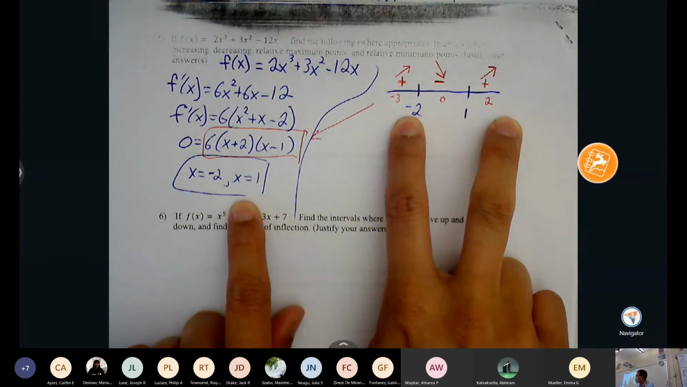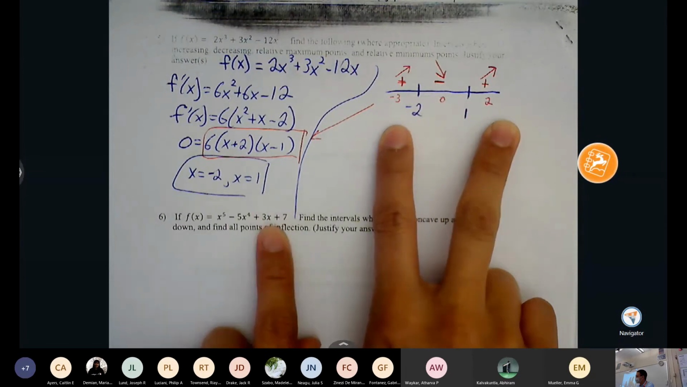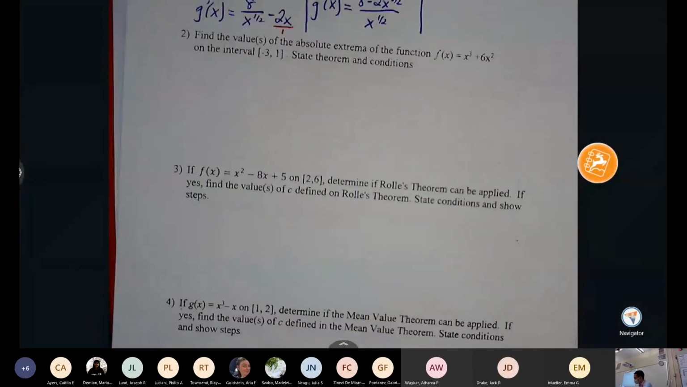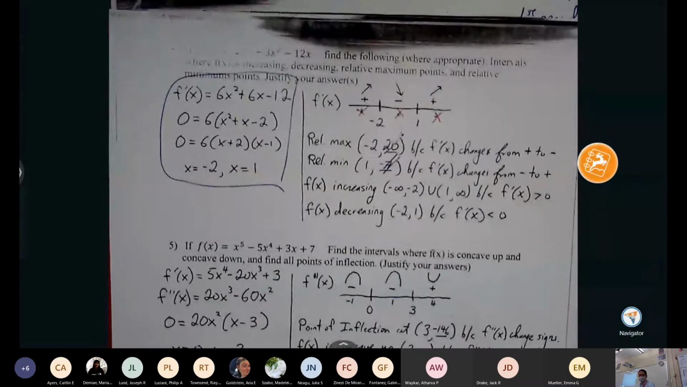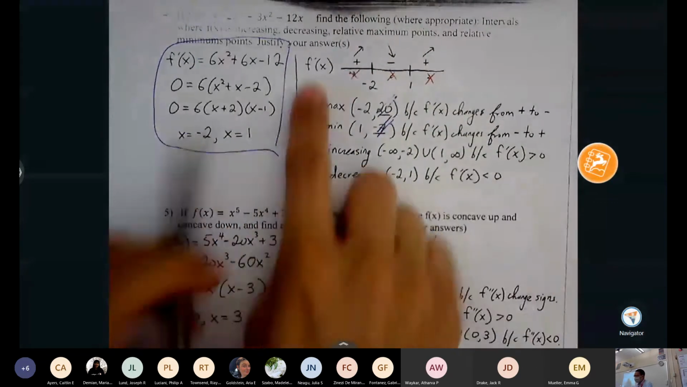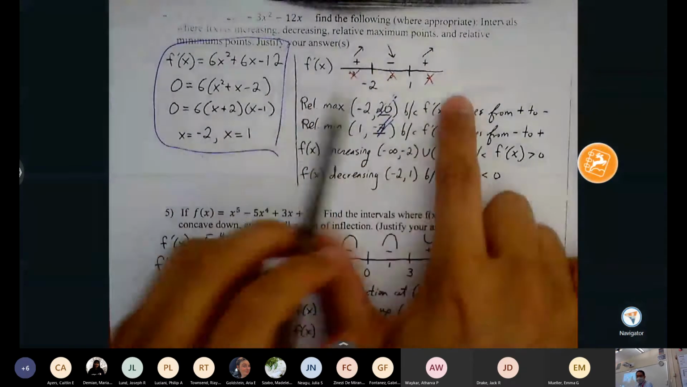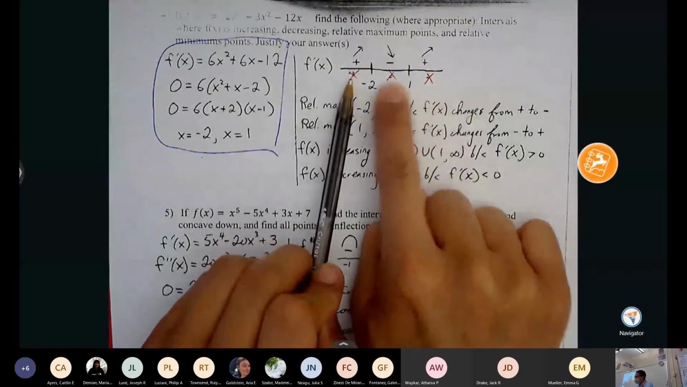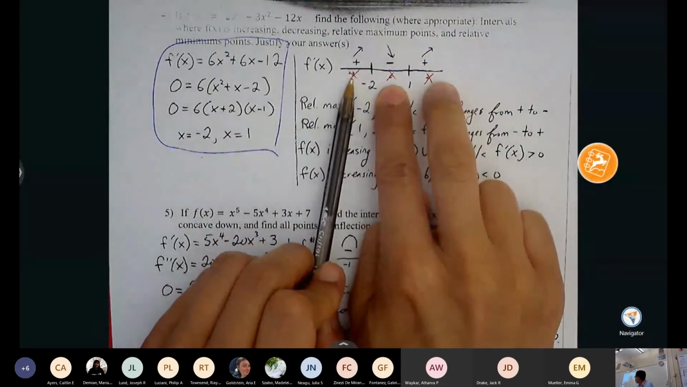Can you go over how you do the decreasing and increasing sign line? Yeah. So here are the steps for the first derivative test. We find f prime, we set f prime equal to 0, we solve for x, and then we have our sign line. And now we choose values in each interval to plug in.